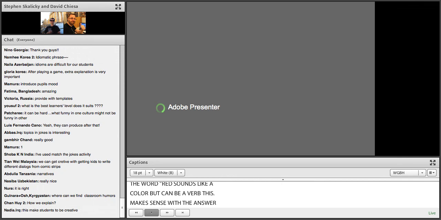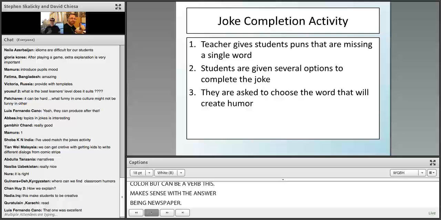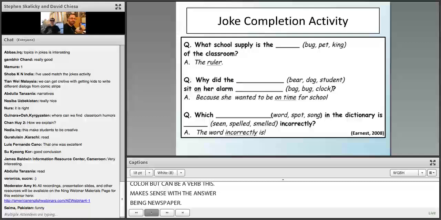And you can give them a worksheet that looks like this. You have a frame and three or four options. Oh, what happened there? Yeah, and you have several options for them to choose from, right? Not sure why that keeps going back.